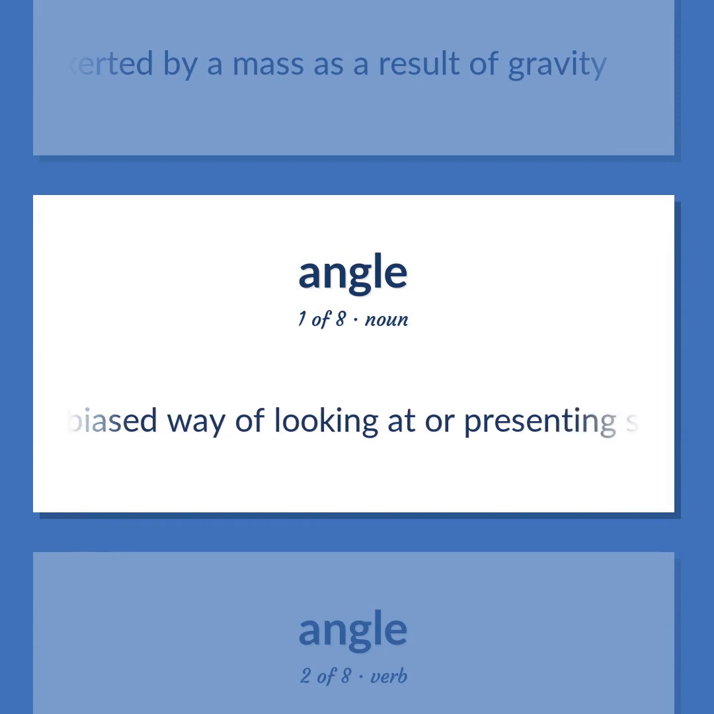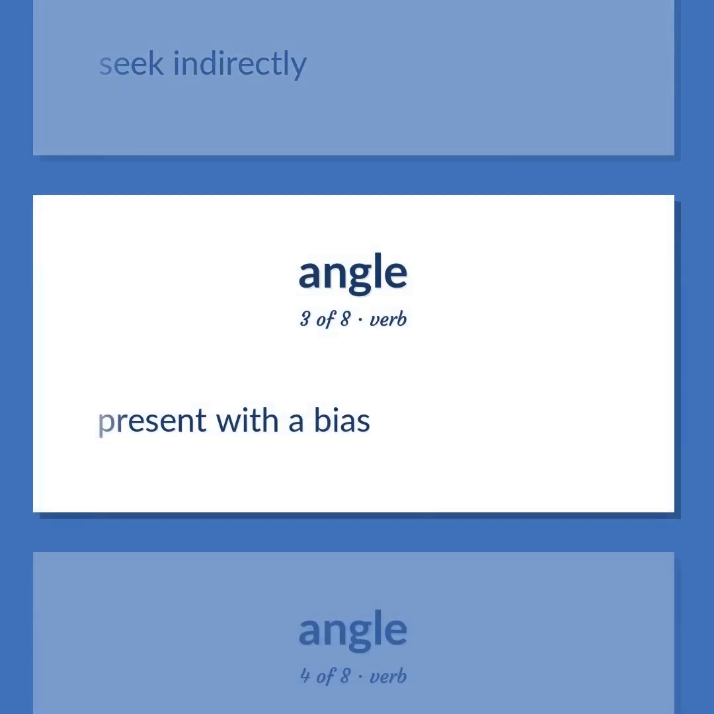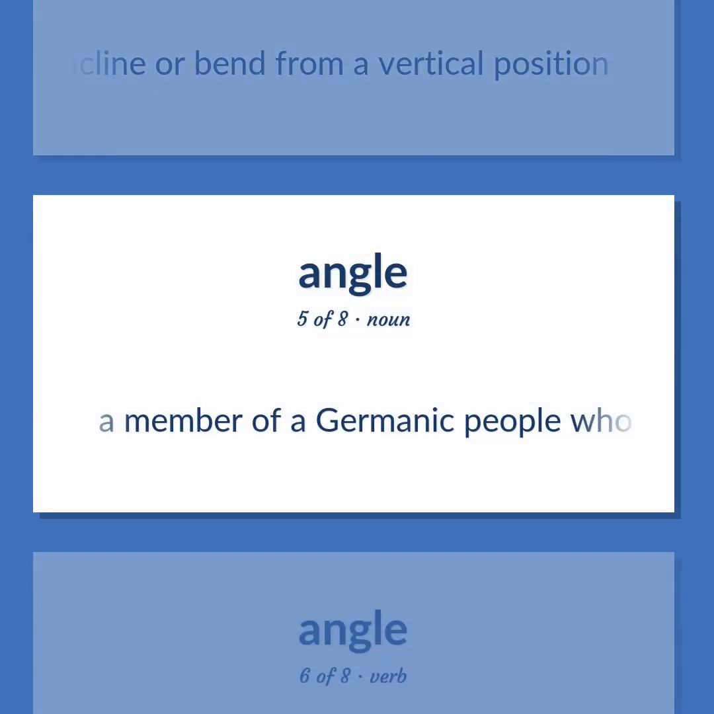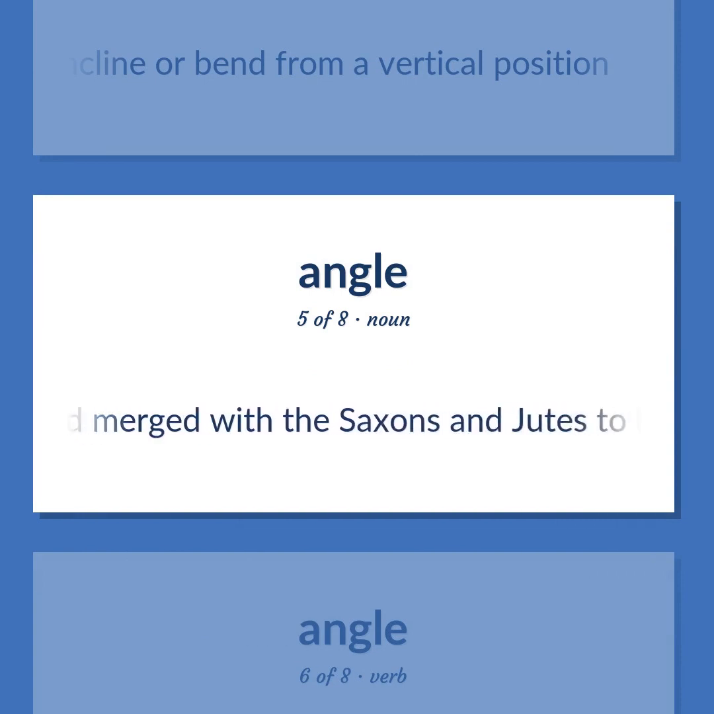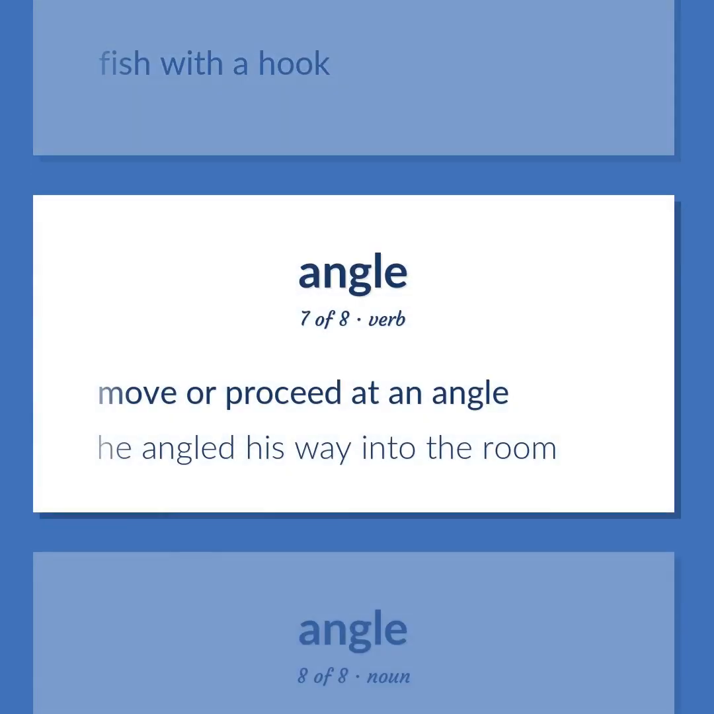A biased way of looking at or presenting something. Seek indirectly. Present with a bias. To incline or bend from a vertical position. A member of a Germanic people who conquered England and merged with the Saxons and Jutes to become Anglo-Saxons. Fish with a hook. Move or proceed at an angle. He angled his way into the room.